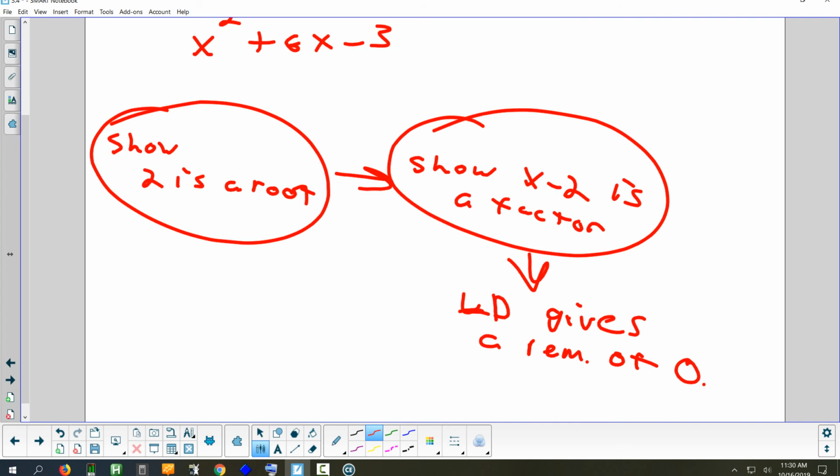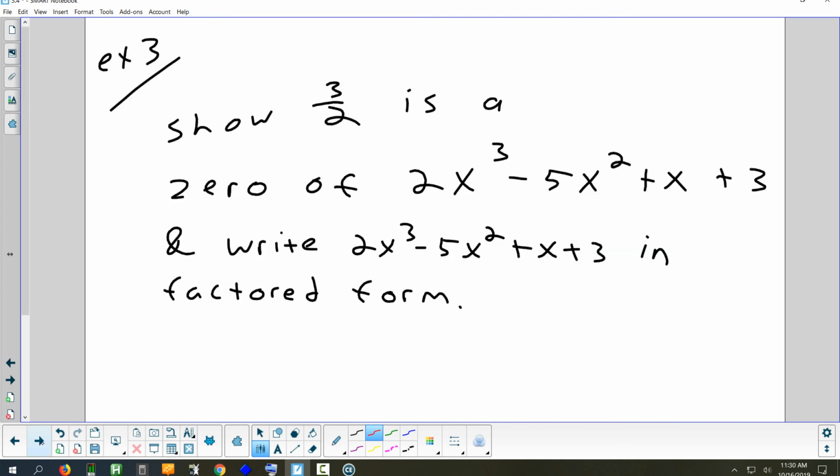Now today we're going to have a better way to do the remainder. We're not going to have to do long division. We're going to do synthetic. But it's going to be the same thing. We're going to show that the remainder is 0. Okay, that's the goal. So let's look at our problem, and then we'll look at the steps.